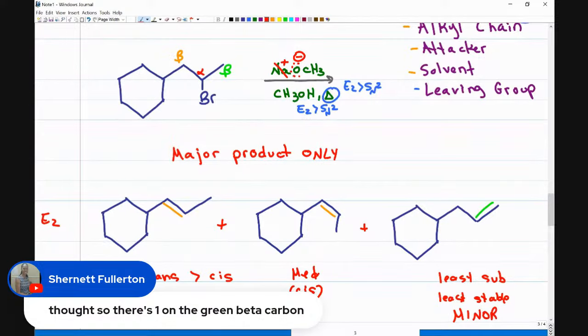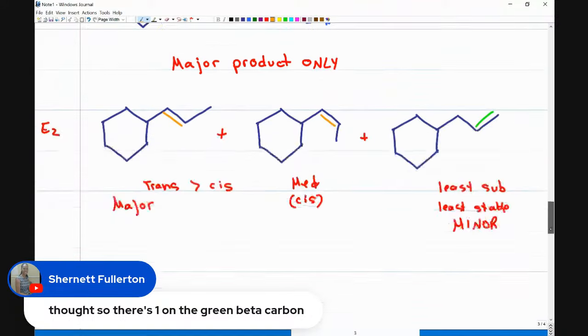I'm not sure I understand what you're asking about the green beta carbon. Each of the betas that I marked have hydrogens. The green has 3 hydrogens. The orange has 2 hydrogens. But the products would be the same regardless of which one we pick off. The only difference is if I rotate the molecule.